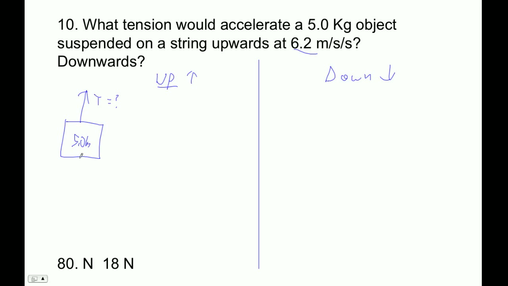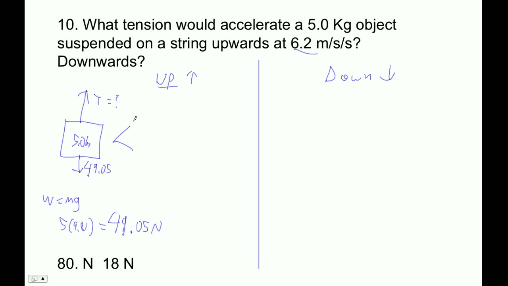The force down, if it's accelerating up, is m times g. Weight is m times g. So 5 times 9.81 is 49.05 newtons. Is that right? Let's just check the calculator. It'd be sad to write something down wrong. So we've got the unknown tension, and we've got 49.05. Now we just set this thing up.